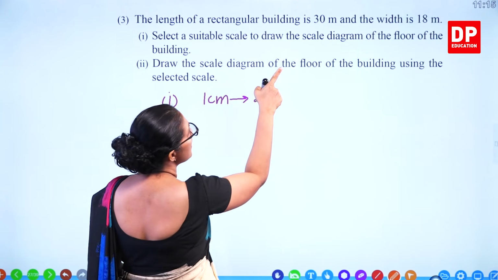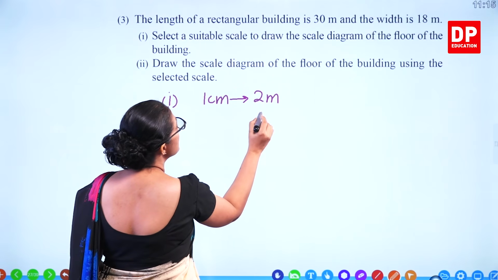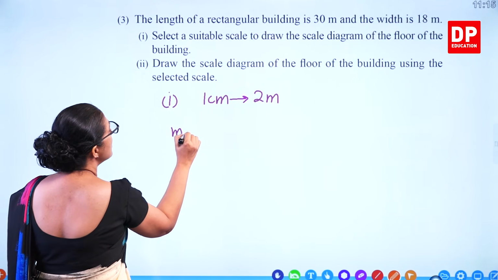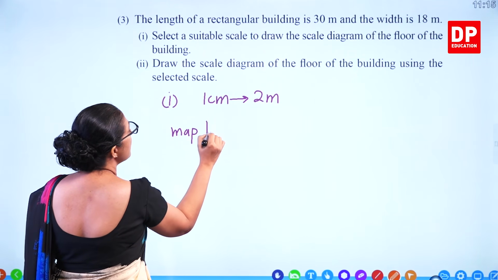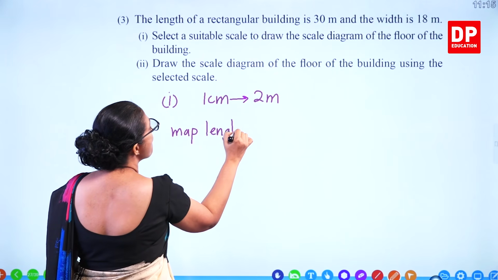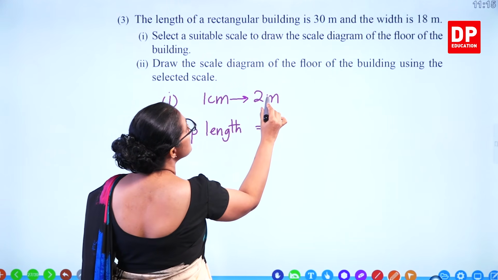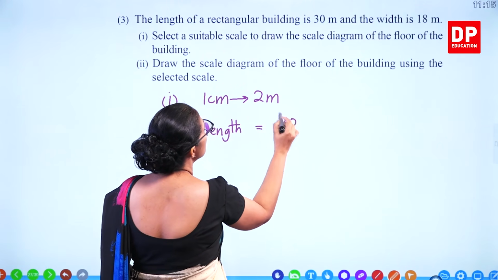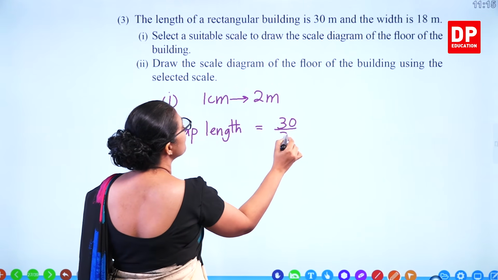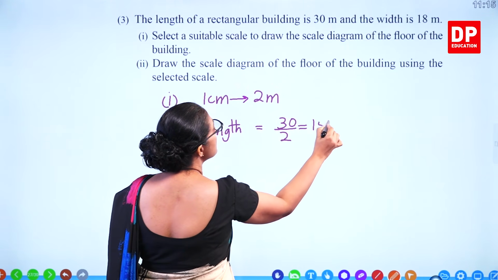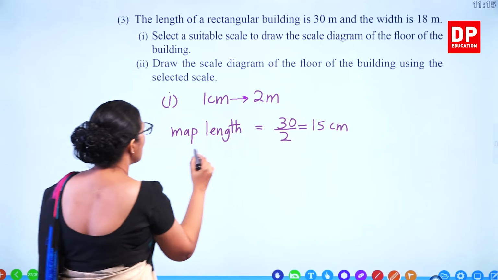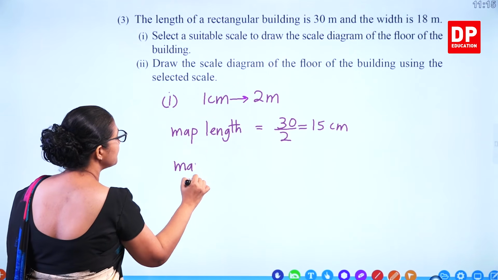So that's our scale. Then we can say what's 30 meters means. So map length. That means this is 30 here. So that means divide by 2. 15 centimeters there. What's the map width?